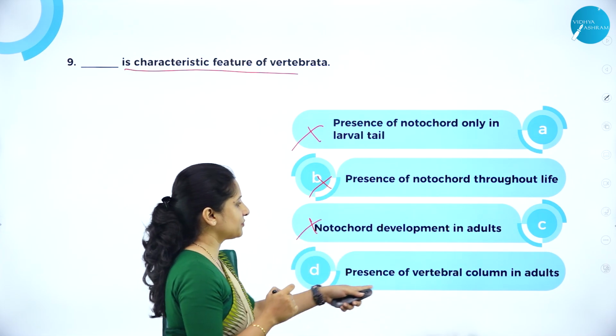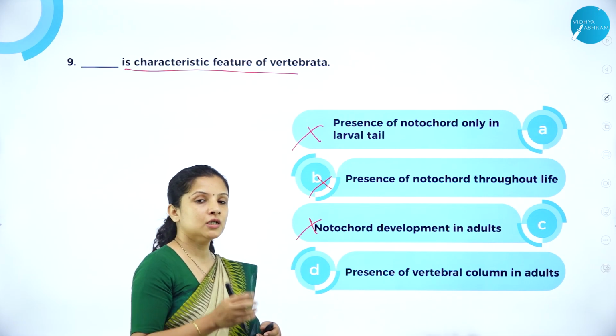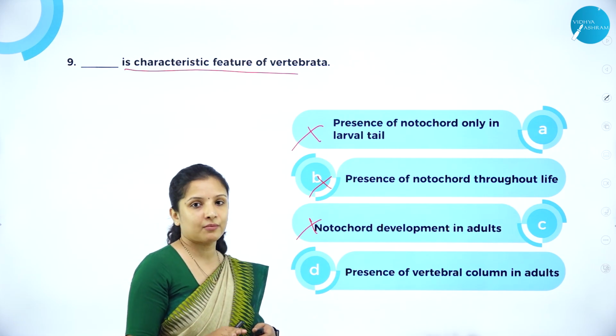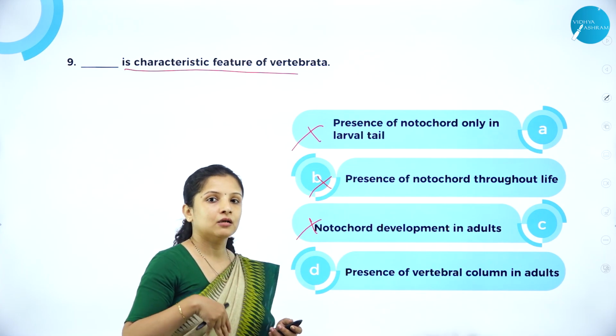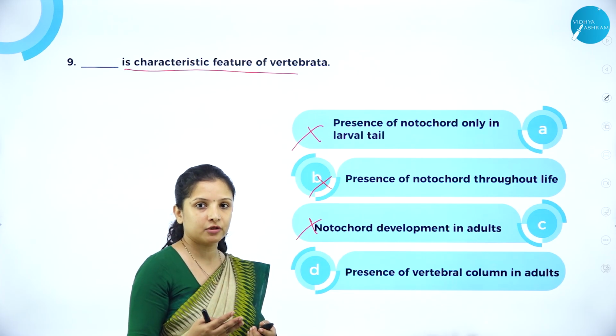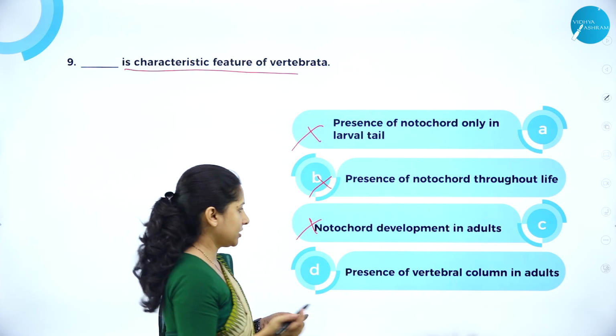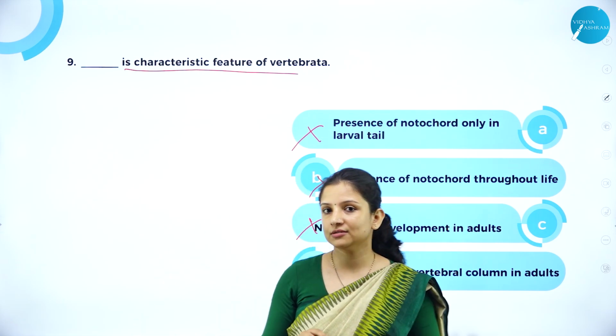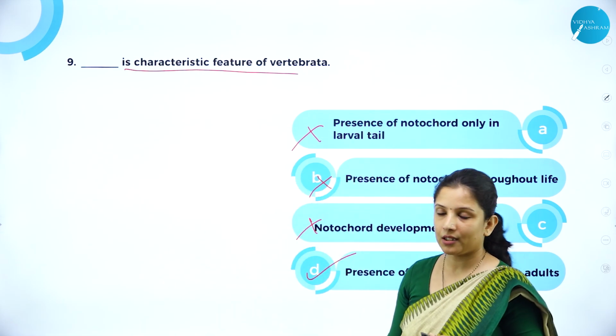Therefore, the right answer is presence of vertebral column, because the notochord which was present in vertebrata during the embryonic stage will get replaced by a bony vertebral column or cartilaginous vertebral column in adults. So, presence of vertebral column in adults is the right option, which is a characteristic of vertebrates.